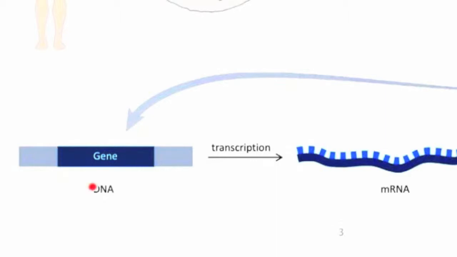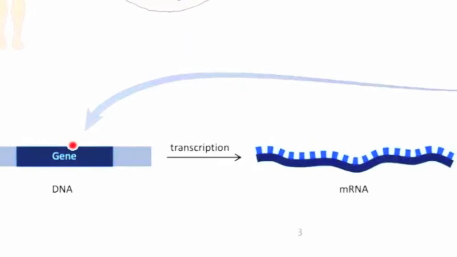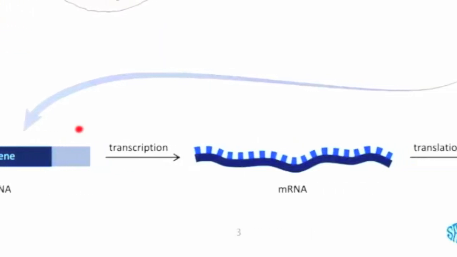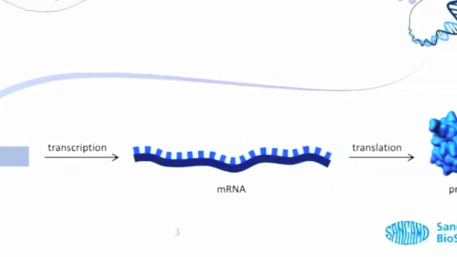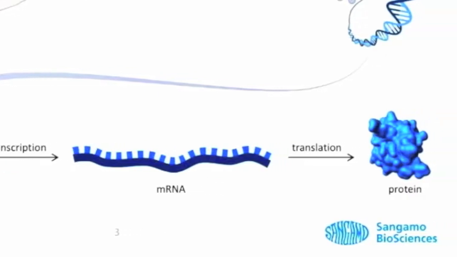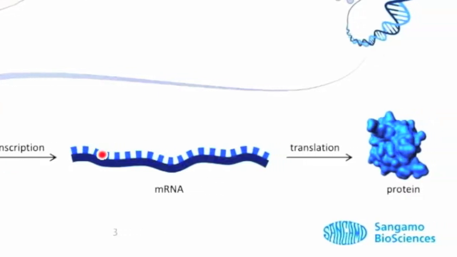a gene. And if that gene is transcribed, so this process of transcription, we can take the information encoded in the DNA and turn it via this process of transcription to mRNA and translation into the proteins that are actually encoded by this piece of DNA, this gene.